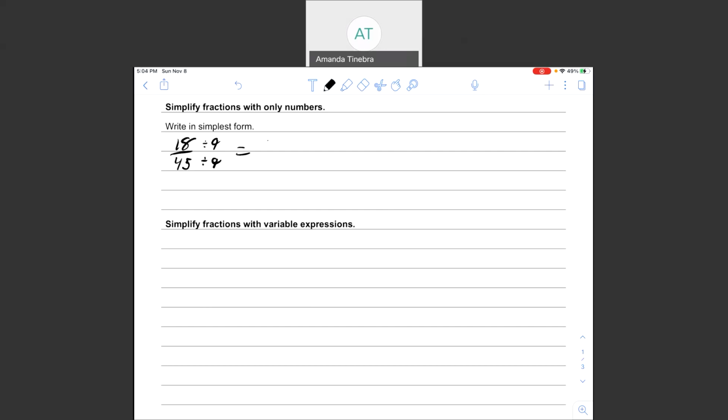18 divided by 9 is 2. 45 divided by 9 is 5. Now I have a simplified fraction. Okay? Now I could have said, oh, maybe I thought of 3 there, and I simplified by 3. Well, if I simplified by 3, I would have gotten 6 over 15. And I still would have needed to simplify again by 3 to get 2 over 5. So if you don't think of the biggest number right away to simplify by, that's okay. You're just going to have to keep simplifying until you get there.